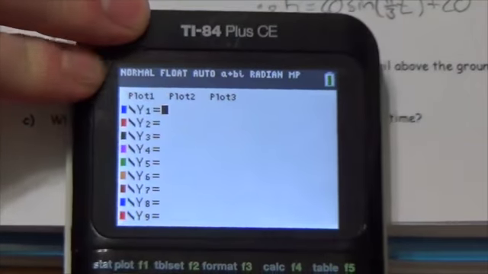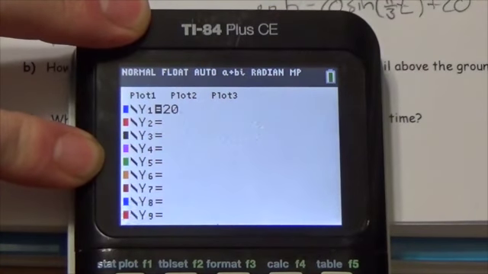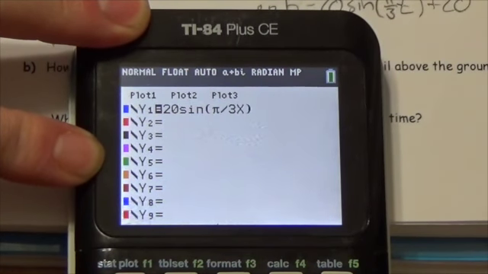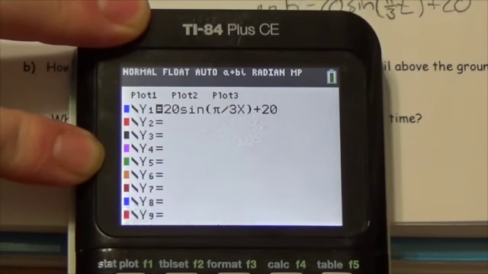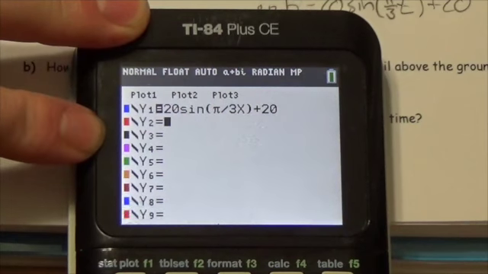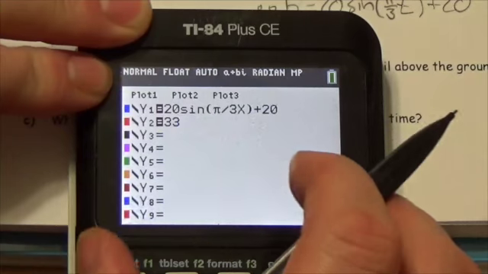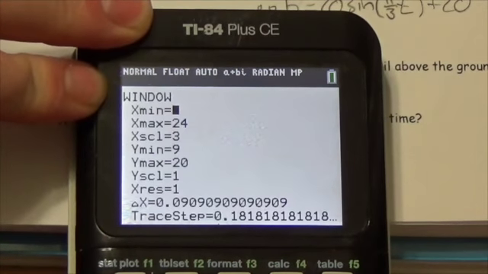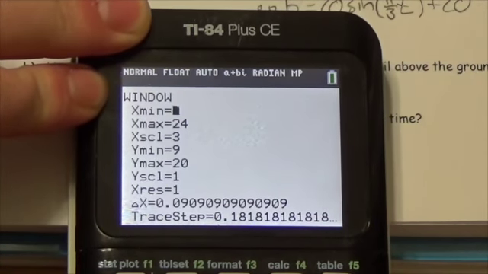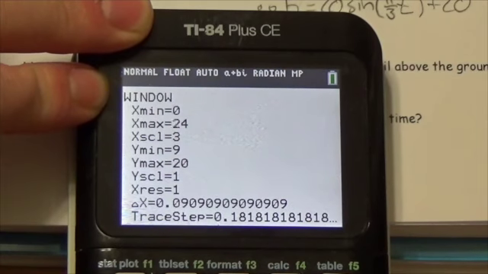Okay, so let's enter in our function. It's going to be 20 sine of pi divided by 3 x plus 20. Now I'm also going to plug in 33 because I want to know where it hits 33. I'm going to look for where those two things overlap. I'm going to go to my window here, and my window settings are still kind of set for that last one.